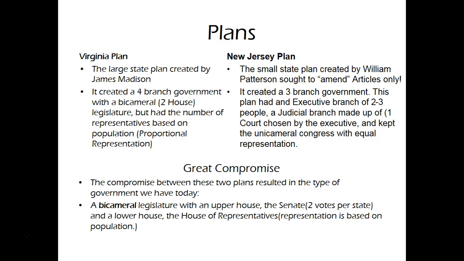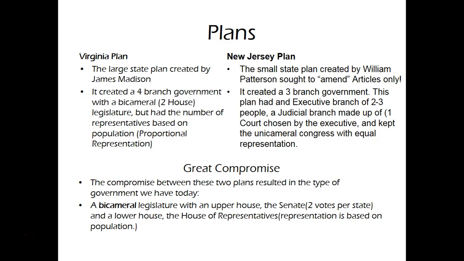The New Jersey Plan is considered a small state plan. It was created by William Patterson, and it sought to amend the Articles only. It wasn't completely revamping it. It was just trying to make some changes. So in this, it was going to create a three-branch government with an executive branch of 2 to 3 people, a judicial branch made up of a court that was chosen by the executive, and then it also kept the unicameral or one-house Congress with equal representation that we saw in the Articles of Confederation. So this was small states because everyone was still going to have equal representation in Congress.